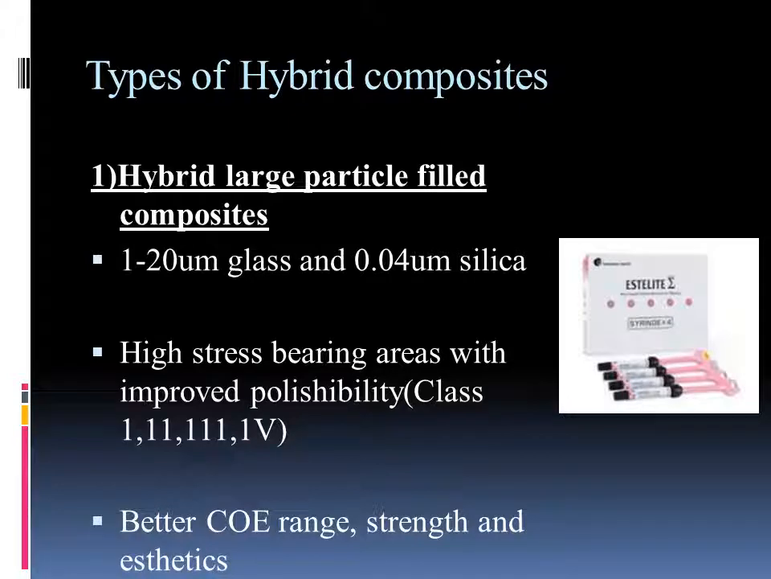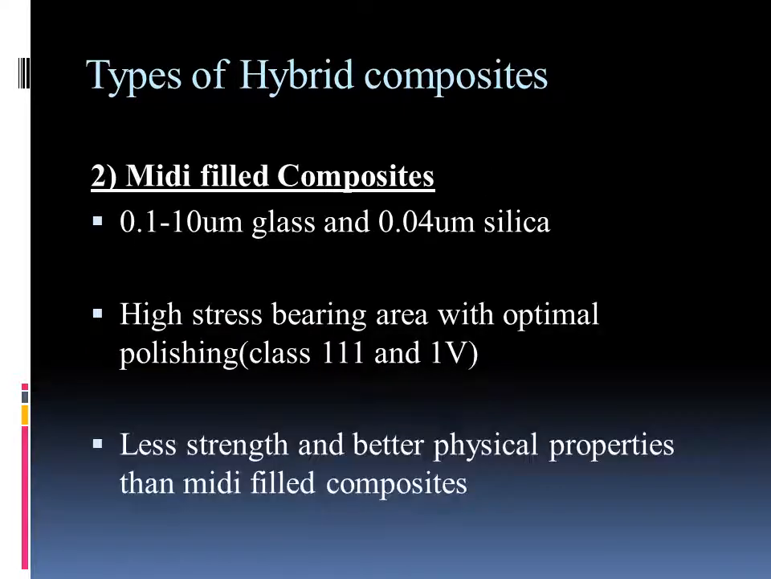restorations easily. Now, types of hybrid, they are further divided into large particle fill composites, so as the name suggests, because they're large particle. So the filler size is 1 to 20 micron glass, 0.04 micron silica. High stress bearing areas, as we mentioned in the previous slide, class 1, 2, 3, 4, and 5. Better coefficient of thermal expansion, strength, and aesthetics. So the drawbacks of the conventional or the macro filled are basically overcome in this type of composite, where you have the strength as well as the aesthetics, and coefficient of thermal expansion is also improved.